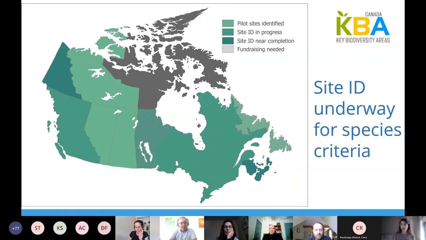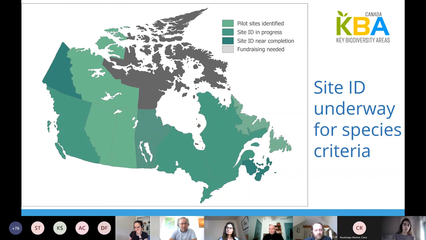So next, I'm going to show you a series of maps that are going over how work is progressing in different regions across the country for different criteria. So first, I'm showing you here work to identify new KBAs for species criteria. So that is for threatened and geographically restricted species.